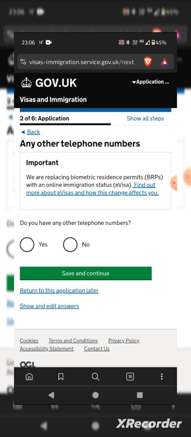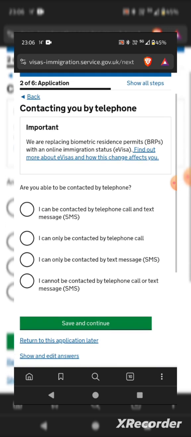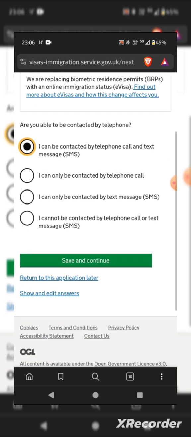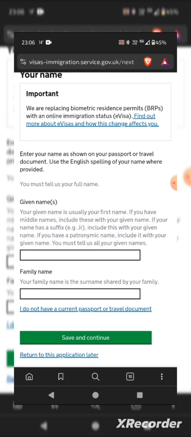Do you have any other telephone numbers? No, I don't have any telephone numbers. Okay, save and continue. If you have, you add it. Then they'll ask, are you able to be contacted by telephone? If you have the telephone, yes, you can say yes, I can be contacted by telephone, call and text message. You choose the one that you can be contacted through. So save and continue.